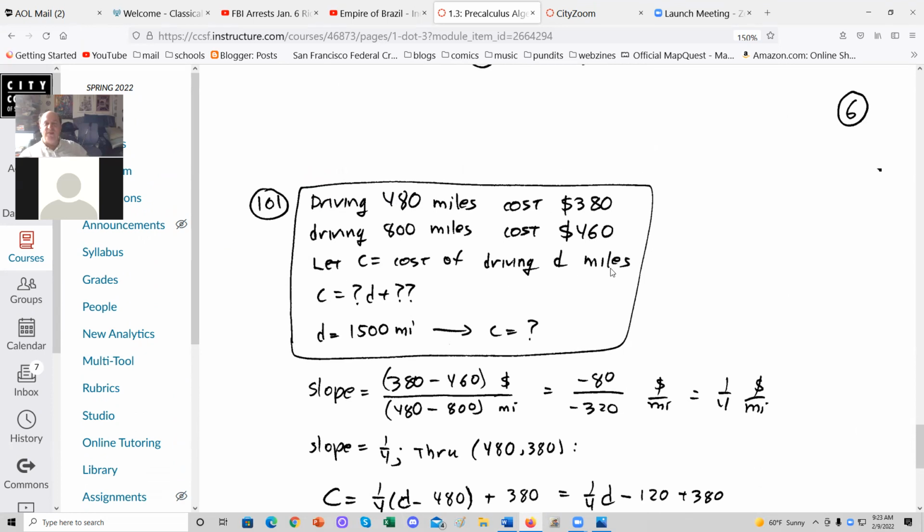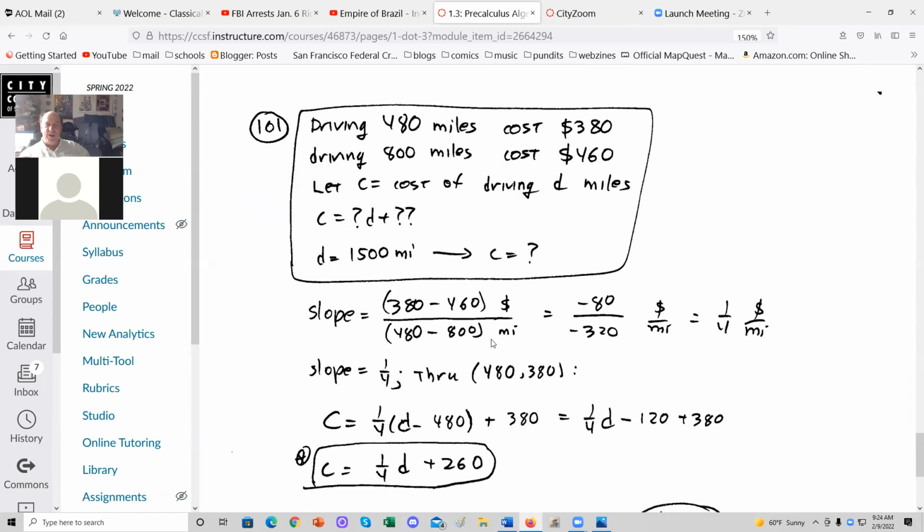Let C be the cost of driving d miles, and we'll assume it's a linear function. C equals something times d plus something else. Something times d is basically the cost per mile, and the something else is the starting cost of just turning on your car in the first place, or having one with insurance, etc. Okay, how much does a 1,500-mile drive cost?